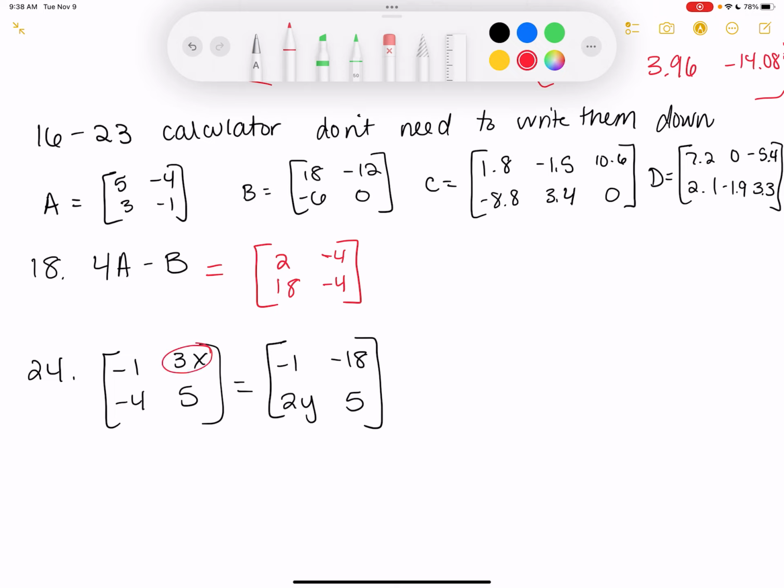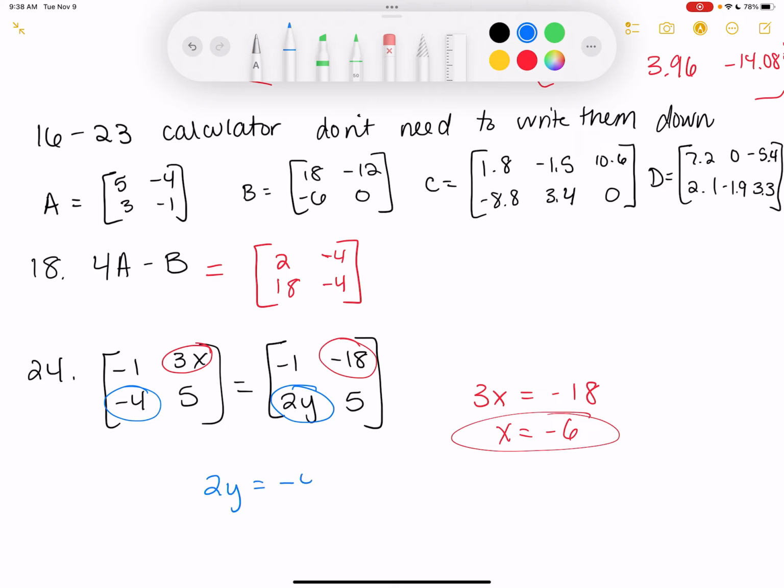Okay, so these two spots should be equal to each other. So 3x is equal to negative 18. So x is equal to negative 6. And then these are in the same spot. So 2y is equal to negative 4. So y is equal to negative 2.